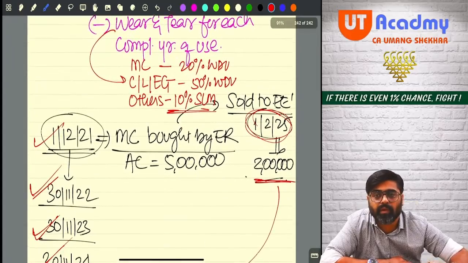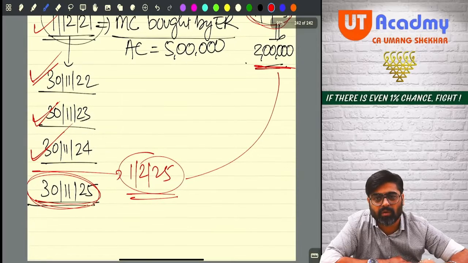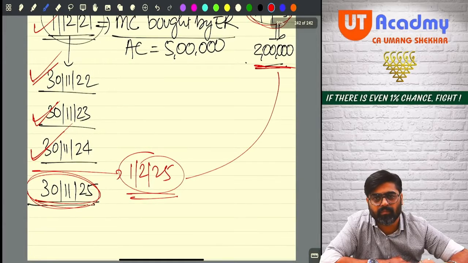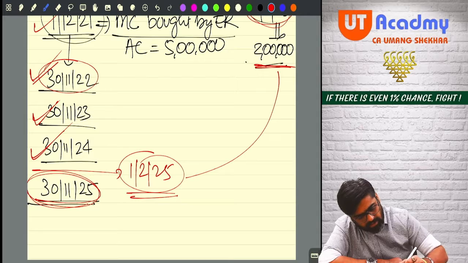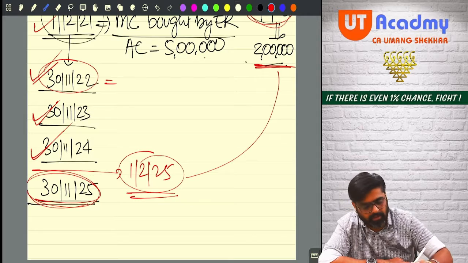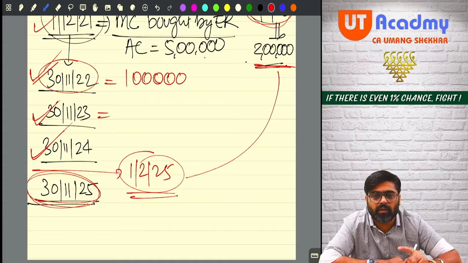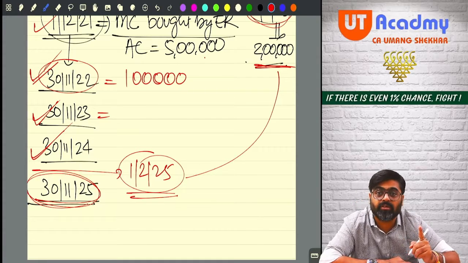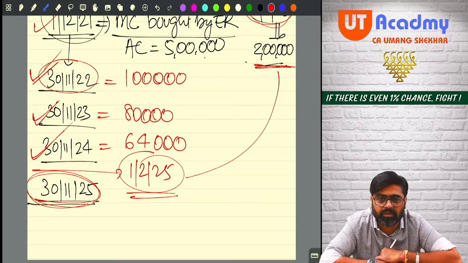Now tell me which asset the employer is selling you. A motor car, no? So I will take 10% SLM, 50% WDV or 20% WDV? 20%. So for the first completed year, the depreciation will be 5 lakh into 20%, which is 1 lakh. For the second completed year, the depreciation will be 80,000, because now the depreciation will not be on 5 lakh. It will be on 5 lakh minus 1 lakh, that is 4 lakh, so it will be 80,000. And in the third year, it will be 64,000. Did you get these depreciations, the wear and tear?